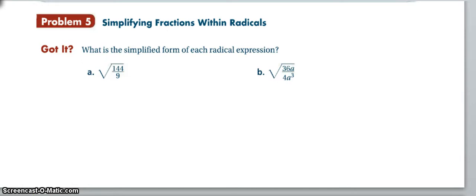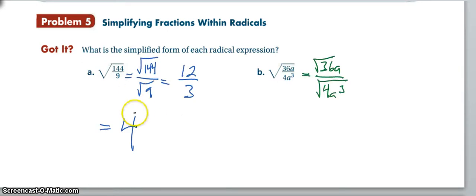So pause the video now. So what we see here is that the answer for A is 4, and B gets a little bit more complicated. So if you haven't tried this on your own yet, do so now. But when we're looking at solving it, we have the radical on top is not that hard. Radical 36 would just be 6, and then radical A cannot be simplified, so it's just radical A.